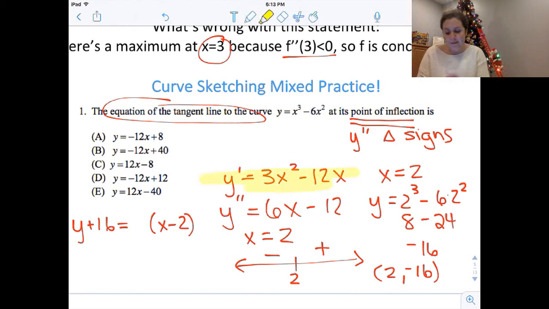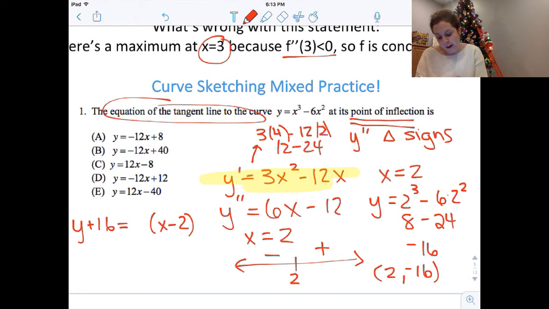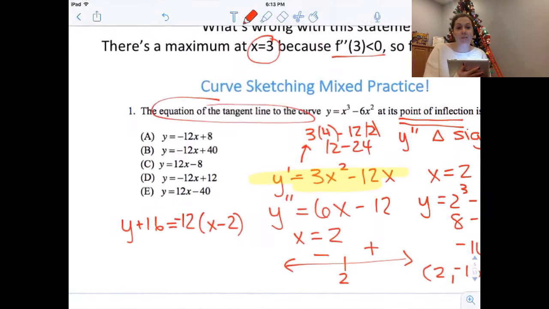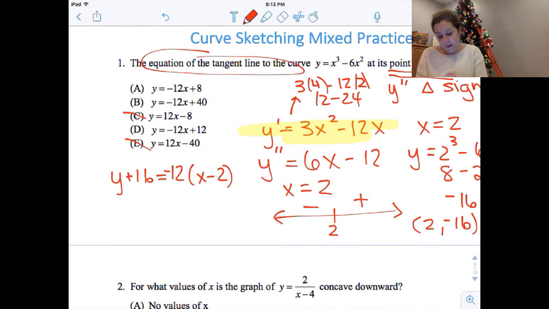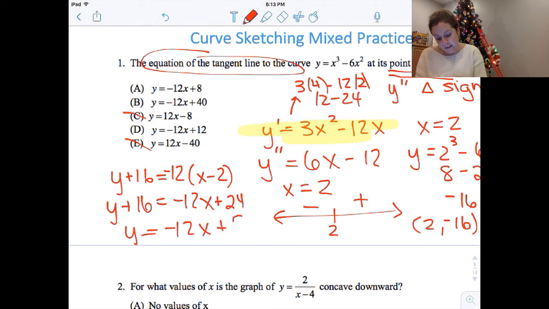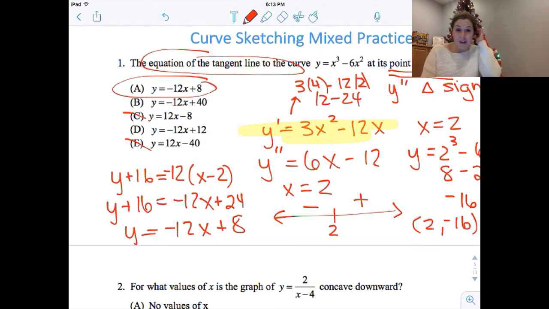So this would be 3 times 4 minus 12 times 2. So that's 12 minus 24. So this is negative 12. So already I can eliminate anyone that has positive 12 as a slope. So I'm eliminating that one and that one. And then going from there, y plus 16 is negative 12x plus 24. So y equals negative 12x plus 8. And a lot of what it's looking at there is algebra mistakes. So make sure that you're actually being careful with your algebra.